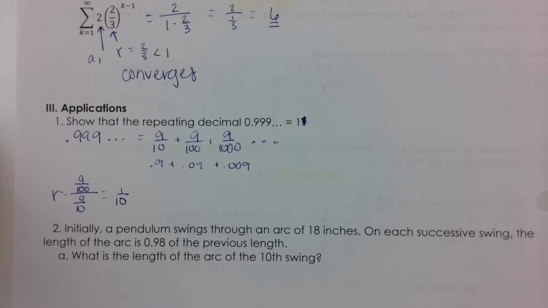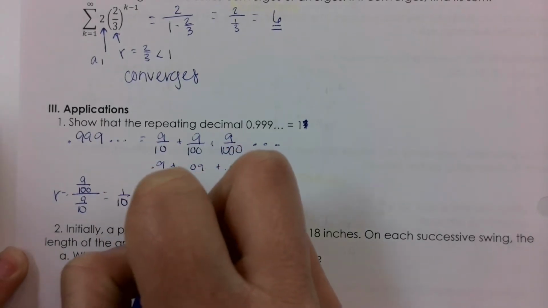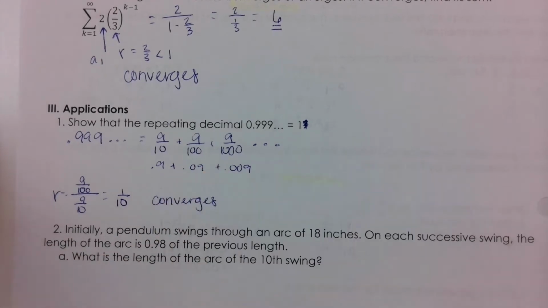Since your R value is 1/10, is that bigger than 1 or less than 1? Less than 1. So are we going to converge or diverge? Converge, because it's less than 1. So you would be able to find the sum if you needed to. I'm going to write that over here. It's going to converge. It's not really asking us for that, but that's okay. Since it converges, we can find the sum.